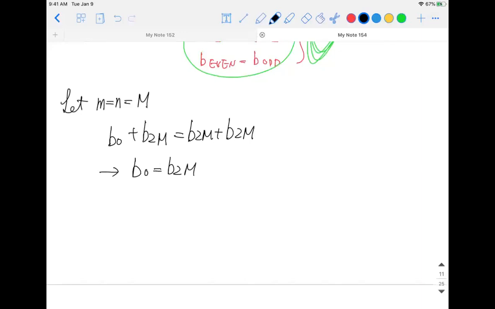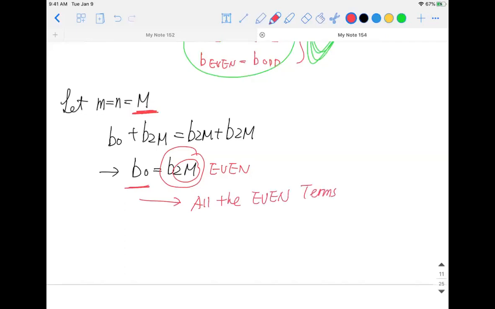Okay, B2m. For sure, this is going to be an even number, right? Because m is an integer. m can be whatever value, can be 1, 2, 3, 4, 5, whatever, right? As long as m covers all the integers, this B2m covers all the even numbers. So that being said, everyone goes to B0. That means all the even terms are the same. Right? All the even terms are the same.